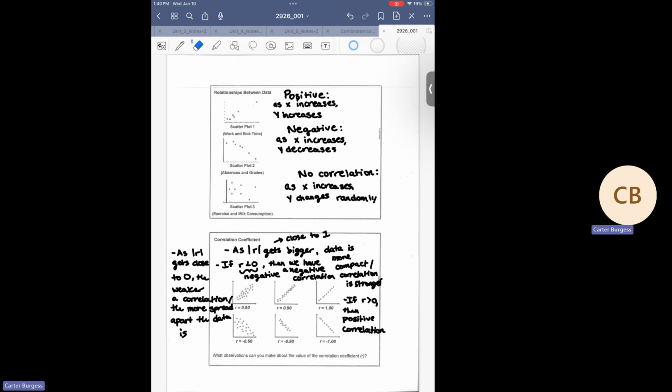So a correlation coefficient of -0.9 is better, quote unquote, stronger than a correlation coefficient of positive 0.89. It's similar, but it would be slightly stronger.